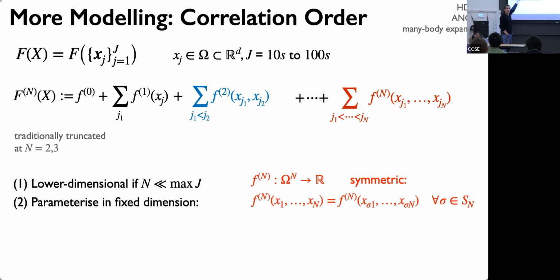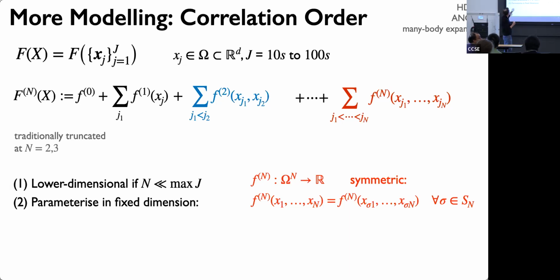I approximate my function f of x, where x is the set, by a function f_n, which says that only up to n particles can interact at the same time. So I expand into a constant term, a one-body term, a two-body term, up to an n-body term, and then I stop. And by doing so, I've done two things.